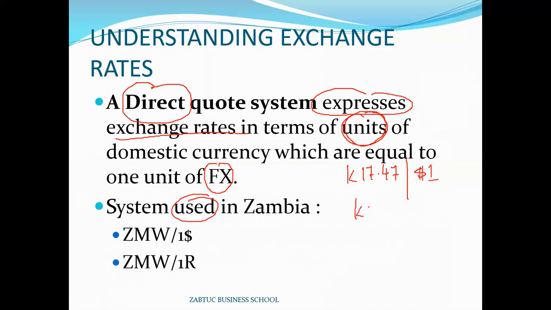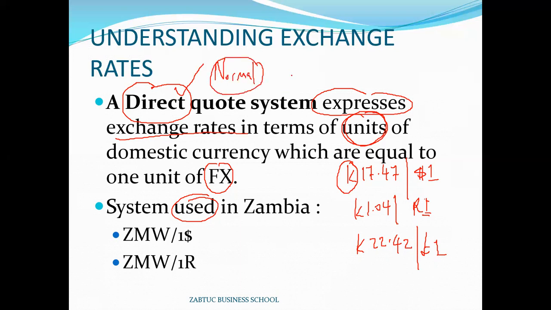So many kwachas for so many rands. And so many kwachas for the British pound. So in Zambia, our exchange rates start with our own currency. That is called a direct quotation. And this is the normal way of quoting a price. Whatever price, a product you're buying or selling, it will be so many kwachas. That is called a direct quotation system.